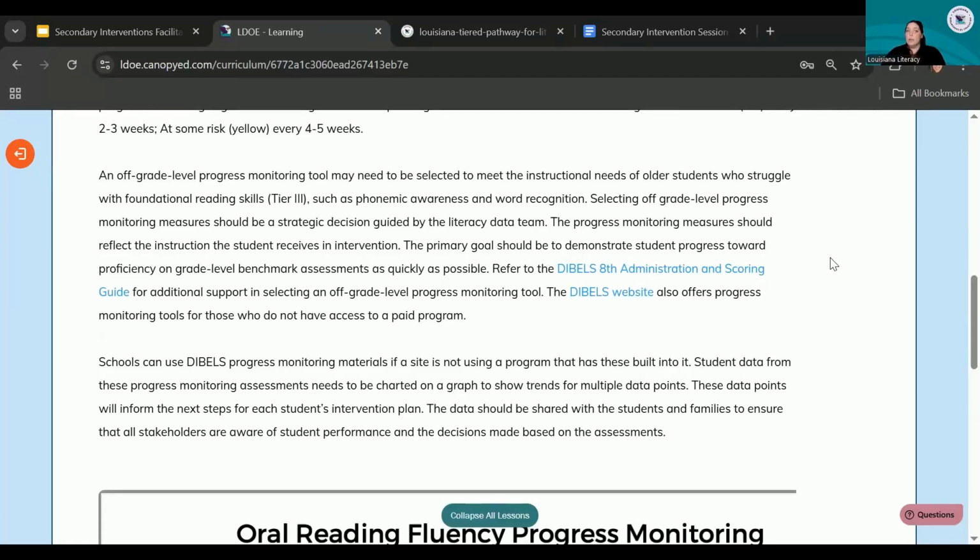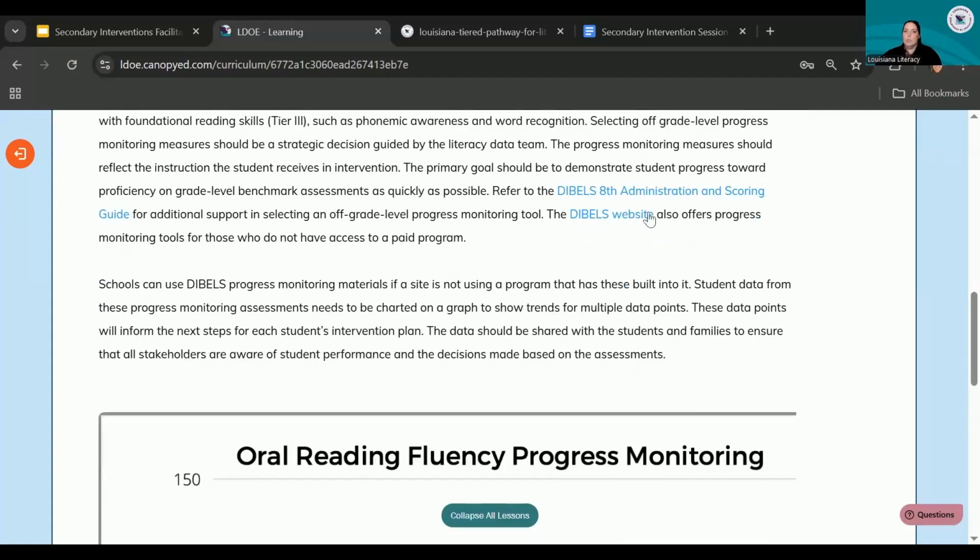So if they're in tier 3 and they're having some foundational reading deficits, that might be phonemic awareness or word recognition, you might have to select off grade level progress monitoring measures there to make some strategic decisions about their next steps. But those measures should reflect whatever level of instruction they're receiving in intervention. And the primary goal should be to demonstrate student progress towards proficiency to those grade level benchmarks as quickly as possible.